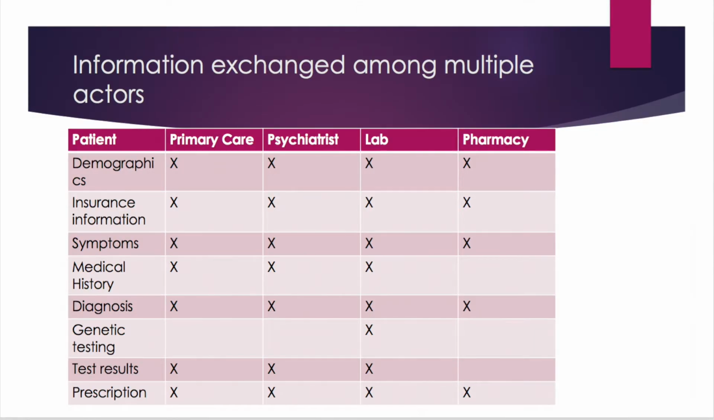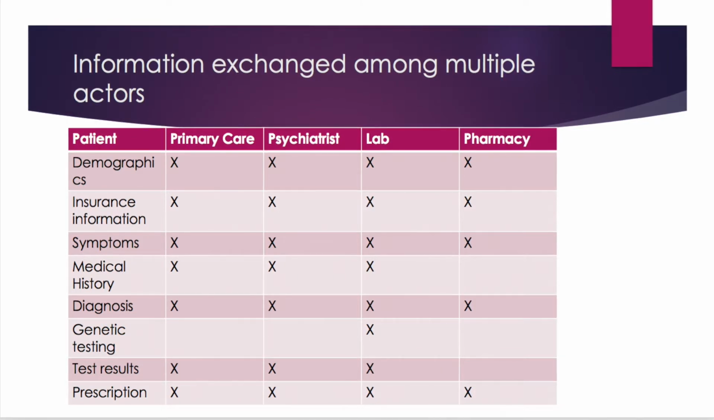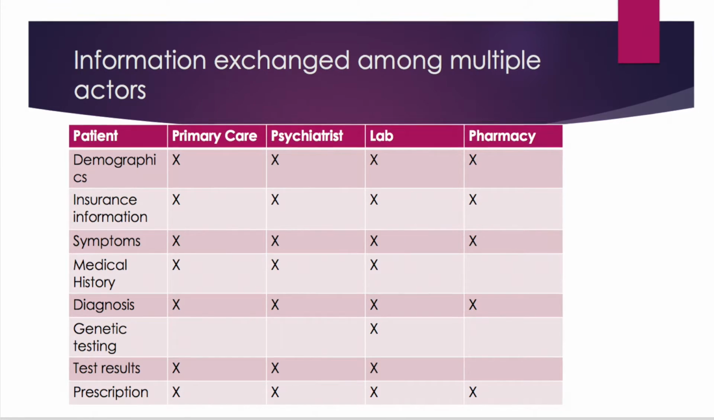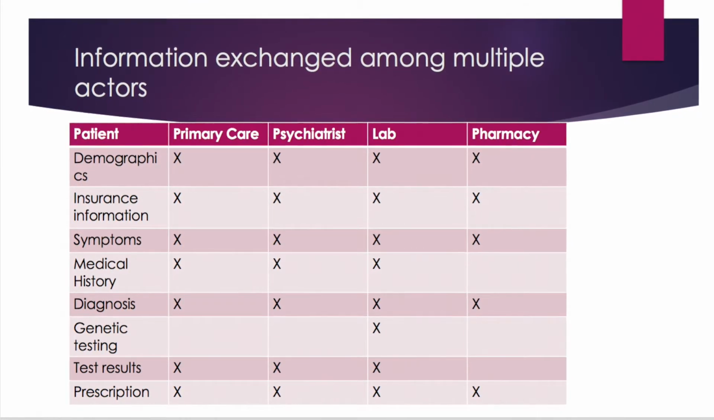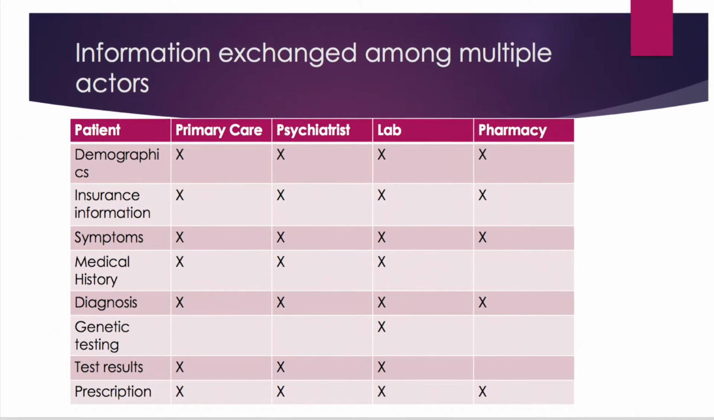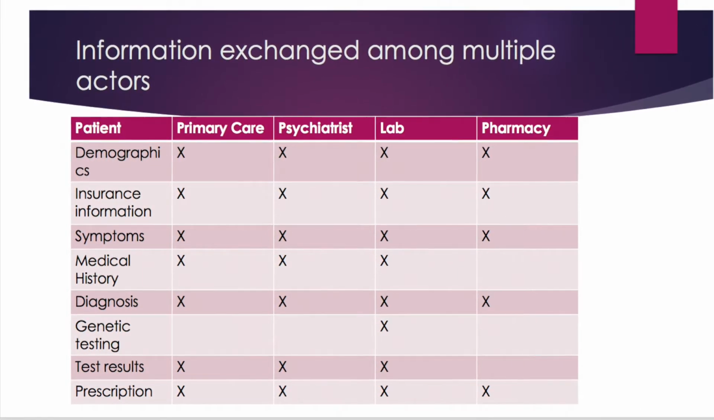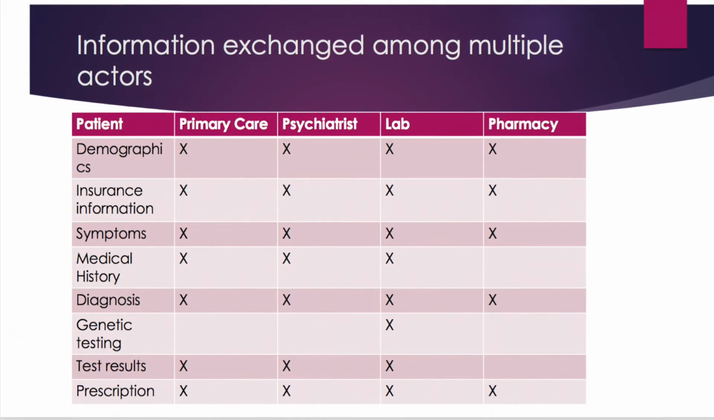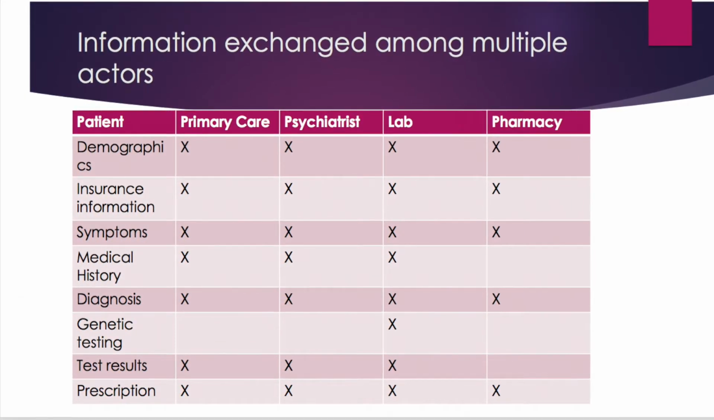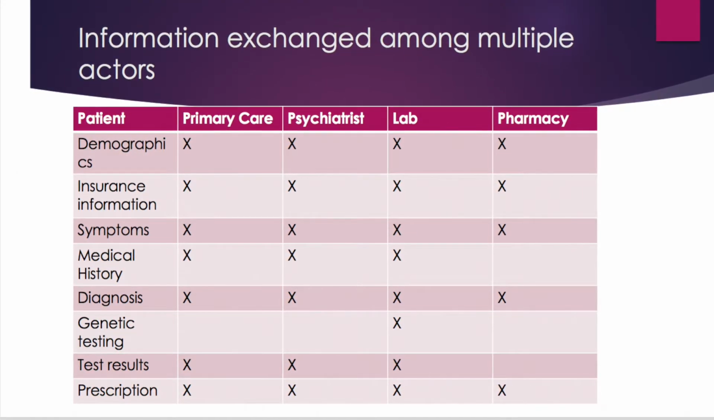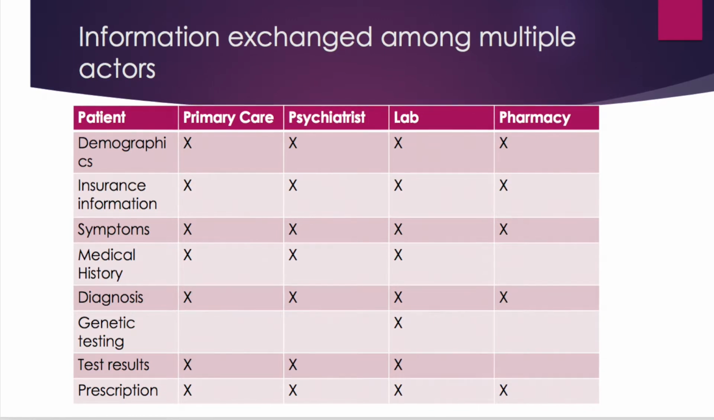Information exchanged among multiple actors. This table shows the information being exchanged among multiple actors: patient, primary care, psychiatrist, lab, and pharmacy. The information that is being exchanged includes demographics, insurance information, symptoms, diagnosis, genetic testing, test results, and prescription. You can look at the table to see what information is being exchanged and with what actors.